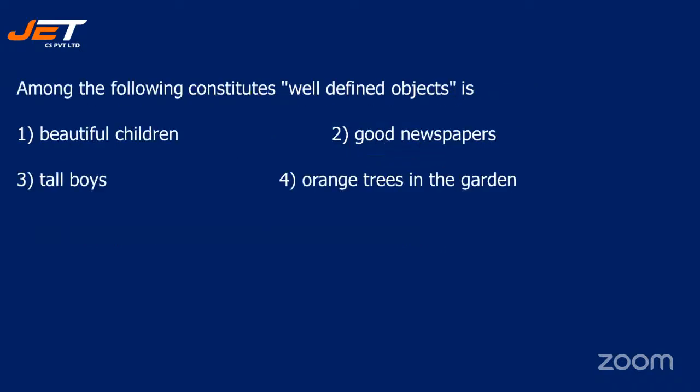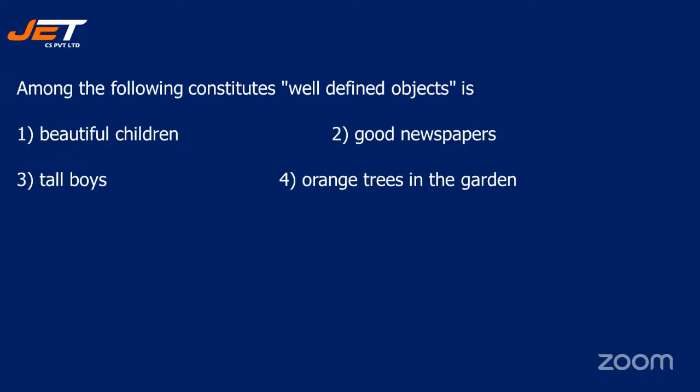Among the following, what constitutes well-defined objects is dash. Beautiful children, good newspapers, tall boys, orange trees in the garden.